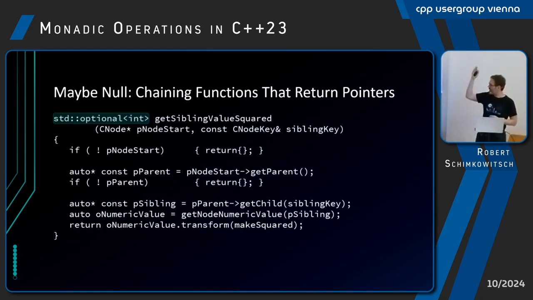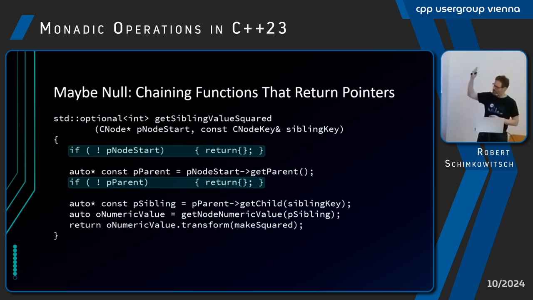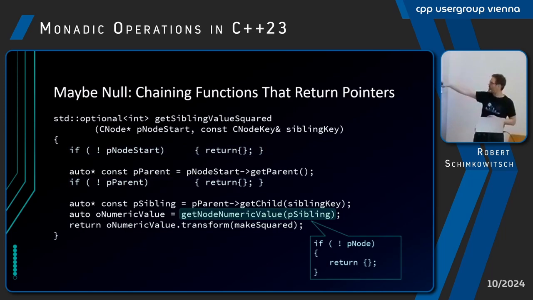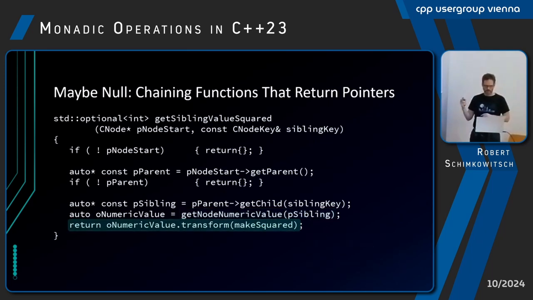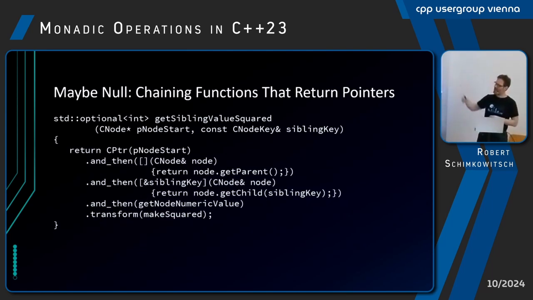And this is a classic way to implement this. At least I return optional, so I learned something. But before that, I have 2 pointer checks here. And I have another pointer check inside that function because the sibling could be a null pointer. And finally, if I make it to the last line, then I can just use optional's transform. And that's the monadic way. Looks a bit like optional, doesn't it?